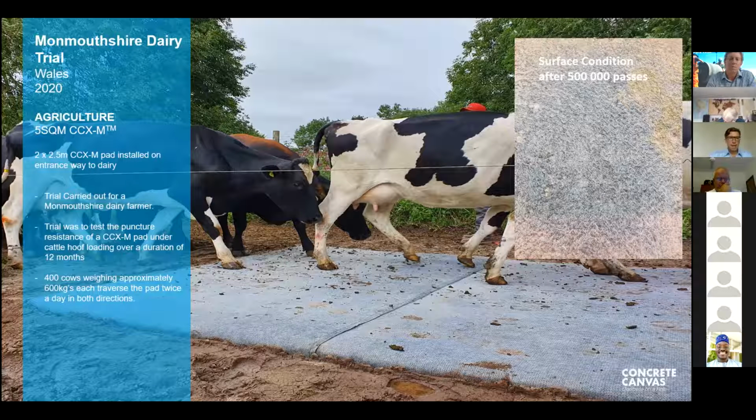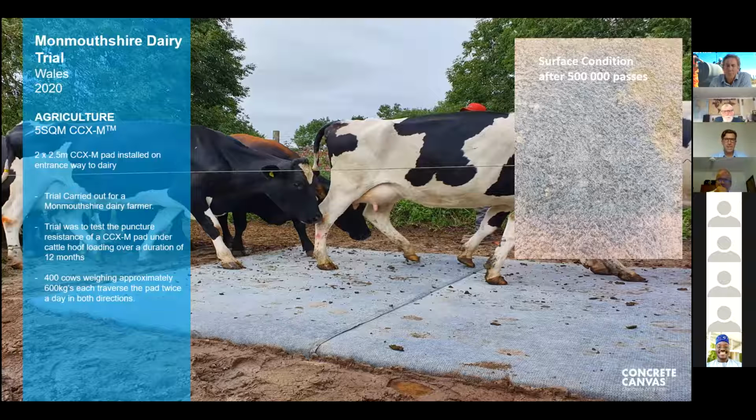And finally, the last case study I'd like to share with you was conducted on a dairy farm in Wales in September of 2020. We often get asked by canal clients how susceptible Concrete Canvas is to cattle and other animal hooves when they make their way to the canal edges to drink water or attempt to cross a canal. This case study was simulated to determine how CCX would perform in this scenario.